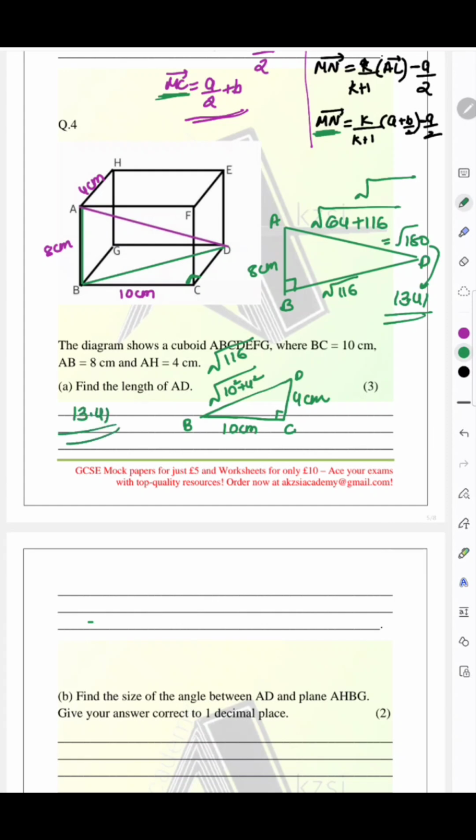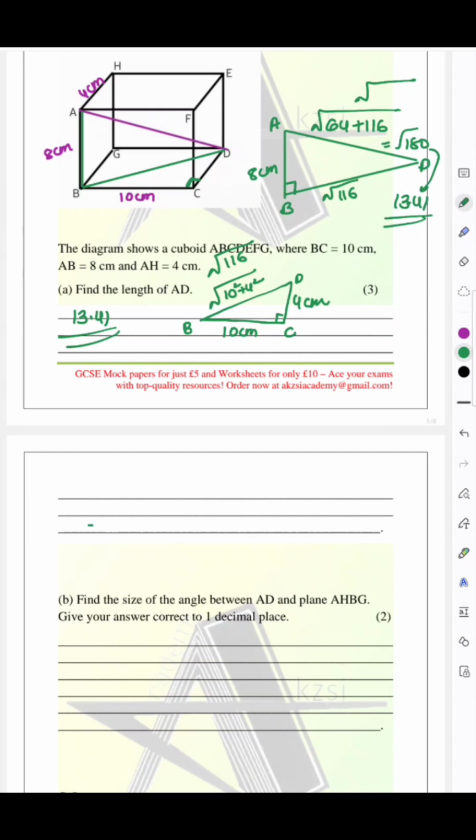For the next one, find the size of the angle between AD and the plane AHBG. Give your answer correct to one decimal place. So find the size of the angle between AD and plane AHBG. AHBG, this one, this is the plane, and this one is the line AD. And we have to calculate the angle in between, that means this angle clearly.